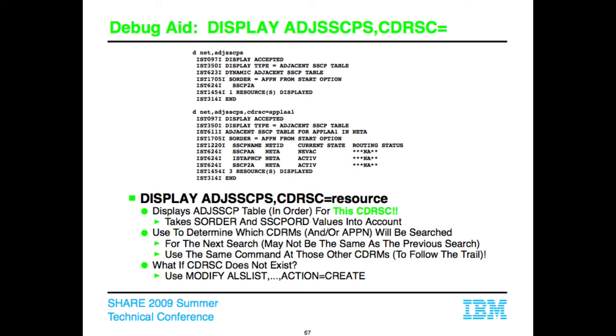So the bottom line here is that you see 2 extra entries being added to the table that were not in this table. That's extra information you didn't have by using the standard flavor of the command. These 2 entries came out because the first one is the learned or owning CDRM name, and the second one, because sorter was APPN from the start option, it basically added the IST APNCP entry to the table dynamically. So you get a lot more information by adding that piece.